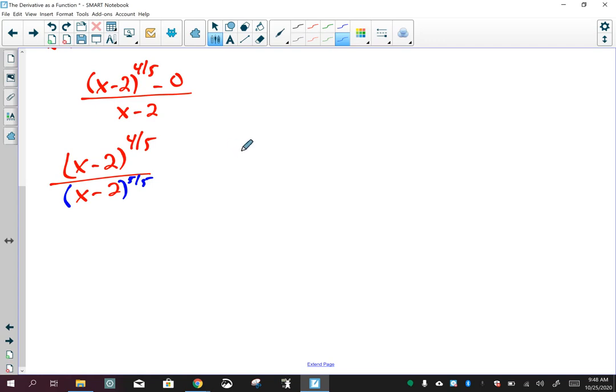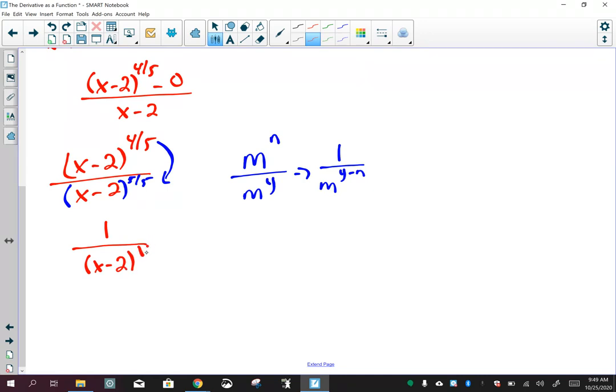And so then if you remember, you've got an exponential rule that says if you have m to the n over m to the y, that means I have 1 over m to the y minus n, because my bases are the same. So I'm going to move this 4/5 down here and subtract it from that 5/5, and then I wind up with 1 over (x minus 2) to the 1/5.